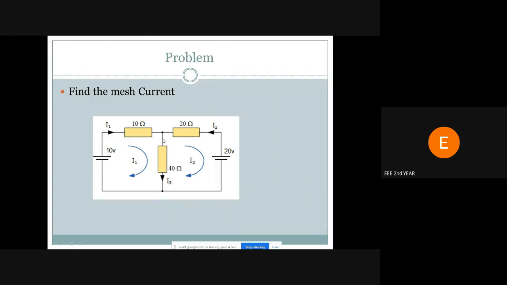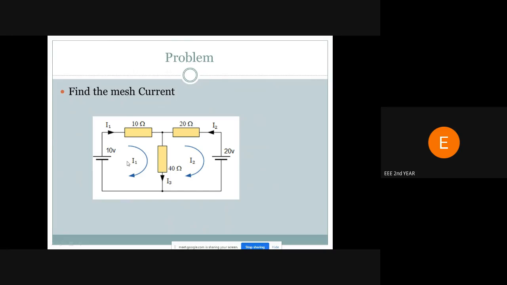So the current which is flowing in this branch, that is the 40 ohm present in the circuit, that branch, how much current will be flowing? So we just determined I1 and I2. So how much current is flowing through this branch? The 40 ohm resistance branch, you have to consider both the current directions.